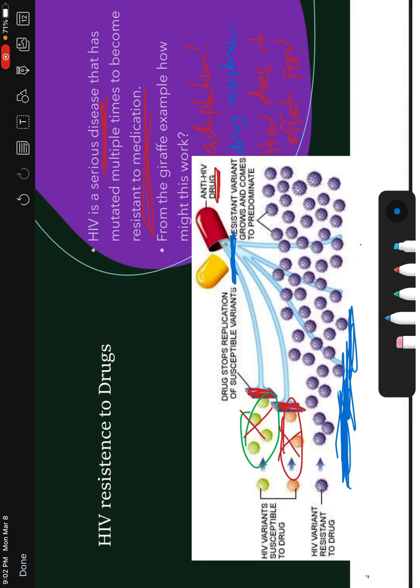So how does it affect the population of HIV? It allows it to continue to reproduce.